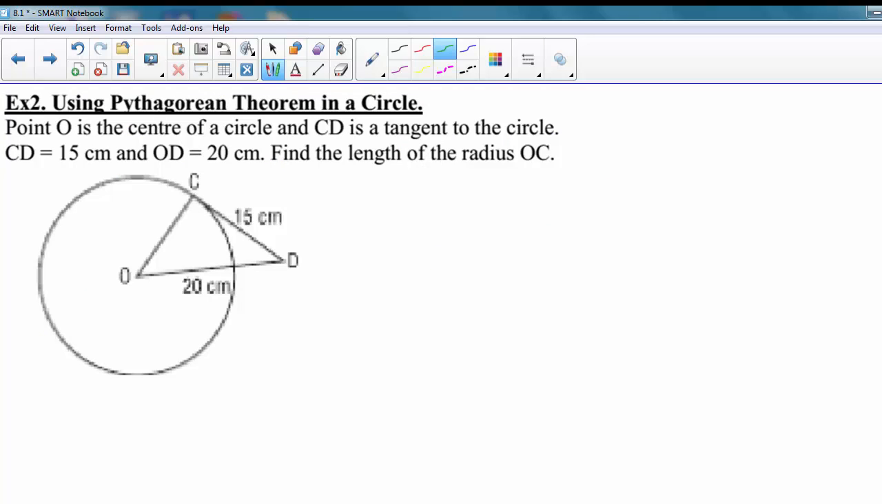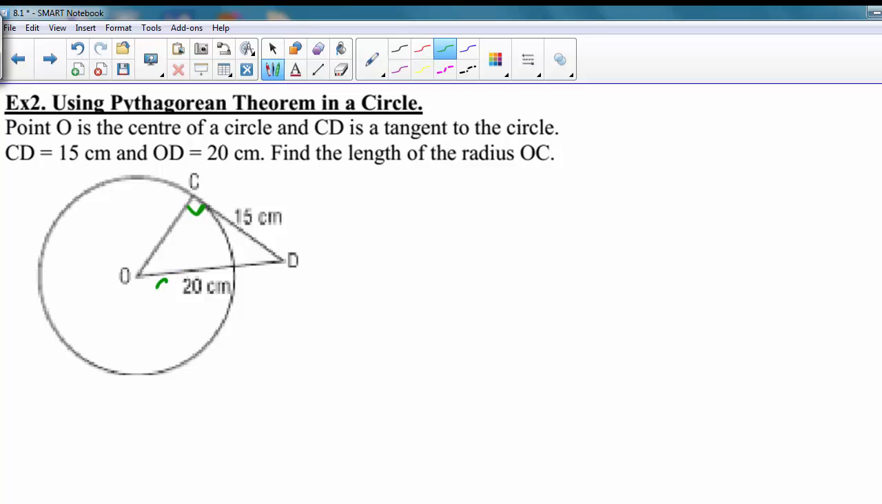Using the Pythagorean theorem in a circle. Point O is the center of the circle and CD is the tangent to the circle. So you need to realize this one is 90 degrees. OC is connected by the center of the circle. C is the point of tangency. So OC must be perpendicular to the tangent, CD. So right now I have a right triangle. This triangle, OCD, is a right triangle.